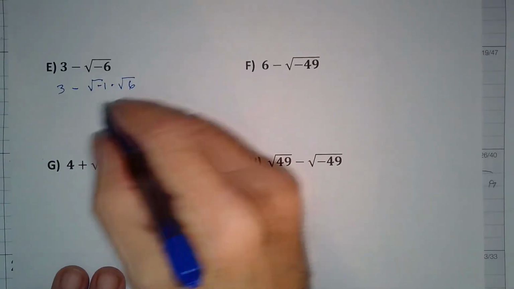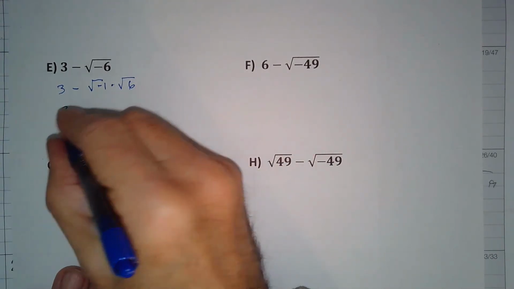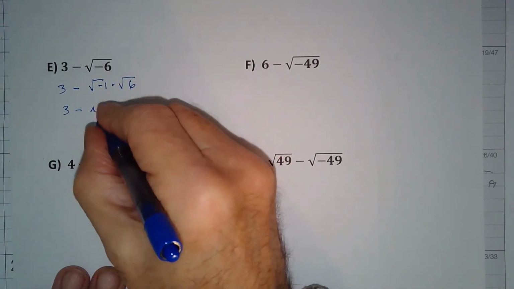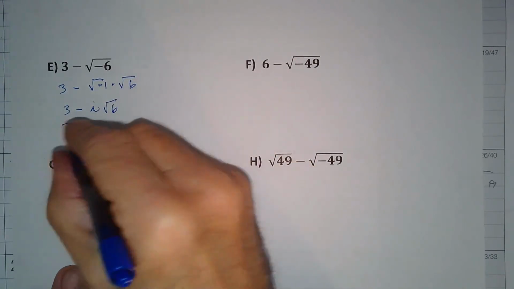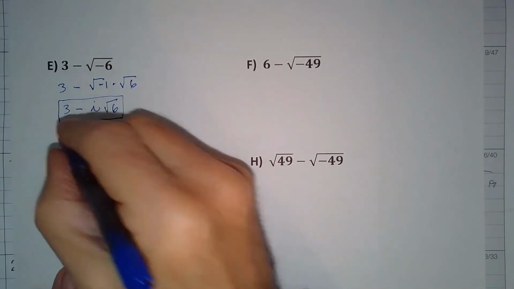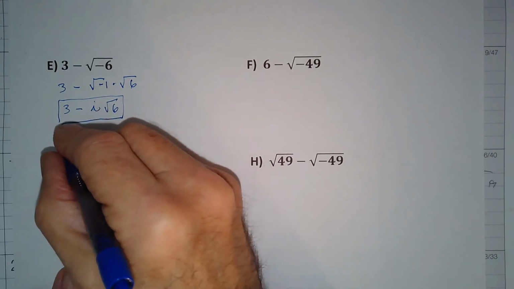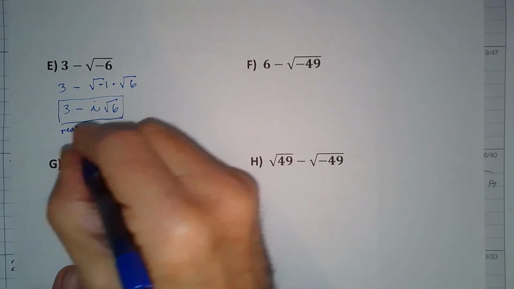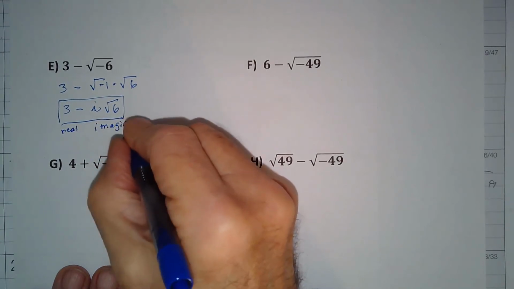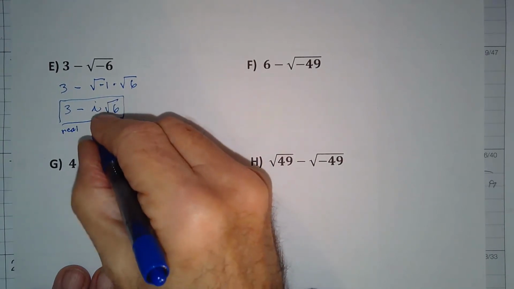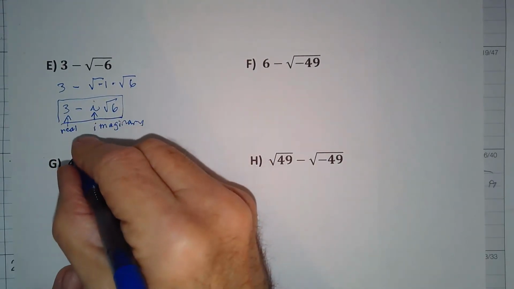So let's clean that up a little bit. That means we have 3 minus, and then this is I times the square root of 6. And that is an acceptable number. It's in what we call complex order. So it has a real component and it has an imaginary component, right? This is the imaginary component, this is the real component, and together these form a complex number.